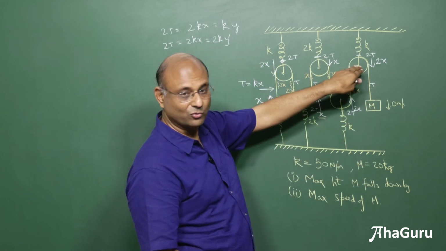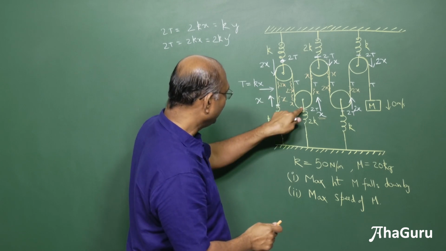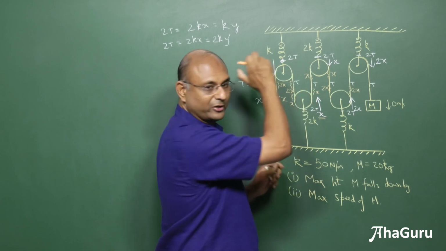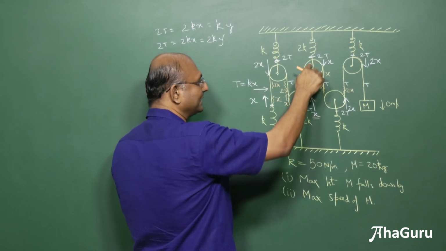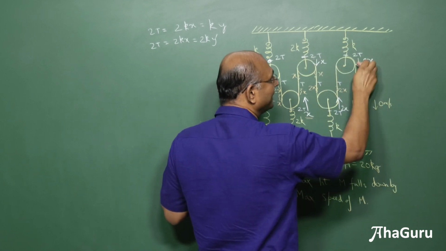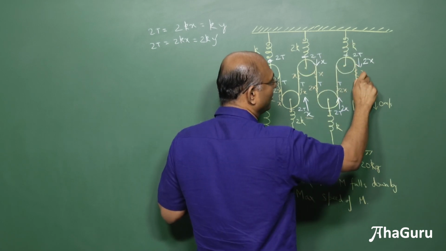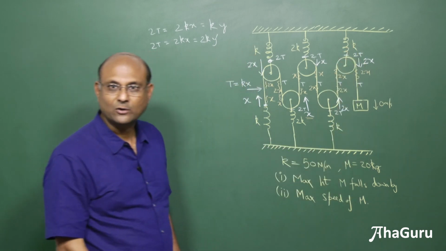Have I moved this yet? No, right? I have moved this pulley. I have moved this spring, and therefore moved this pulley also. I have moved that pulley. So this is done, this is done, this is done, that is done, this is also done. What is not done? This is not done. So this fellow moves by 2x, which means there is a slack of 2x, 2x. Is it okay? Clear?